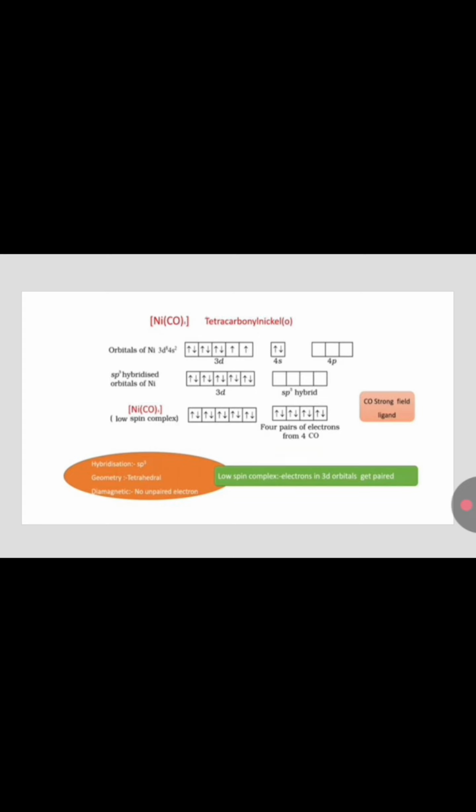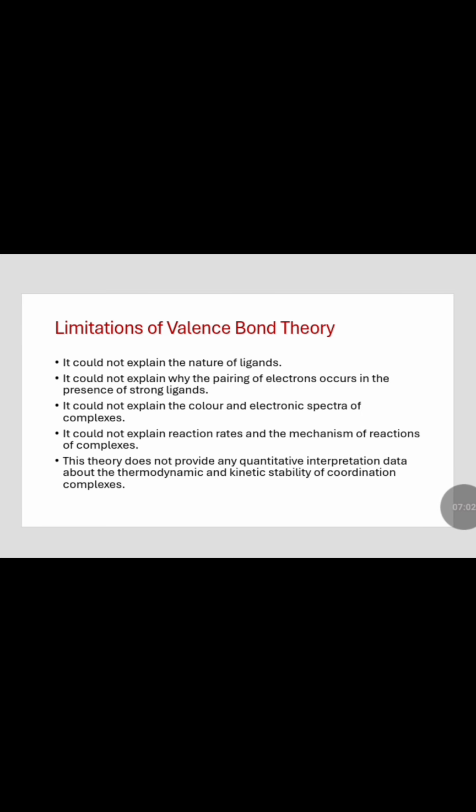Ni(CO)4, tetracarbonyl nickel. Electron configuration of Ni: 3d8 4s2. Hybridization: sp3. Geometry: tetrahedral. Diamagnetic, number of unpaired electrons zero. Low spin complex, electrons in 3d orbitals get paired. CO is a strong field ligand.